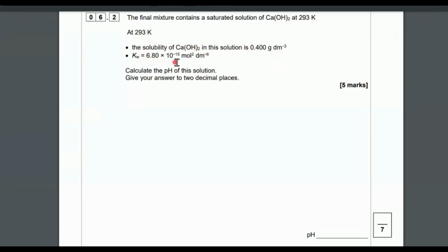Kw is 6.8 times 10 to the minus 15, mol² dm⁻⁶. Calculate the pH of the solution. Give your answer to 2 dp. So what we need to know here, you need to know this off by heart. You should know this. If you don't know this, fix up because your exams are coming and you have to know this off by heart. Kw is equal to the hydrogen ion concentration times the hydroxide ion concentration.